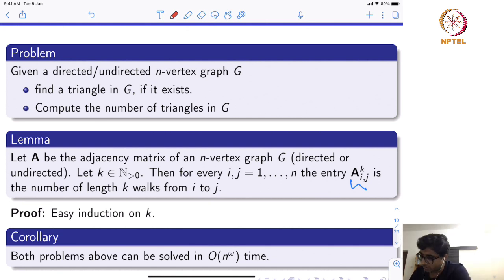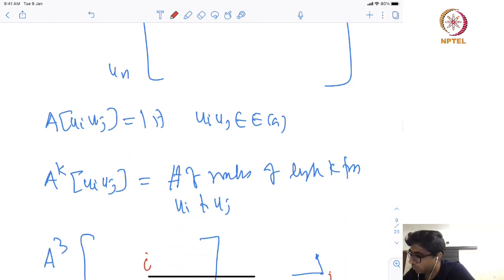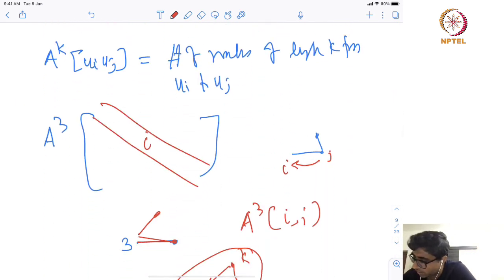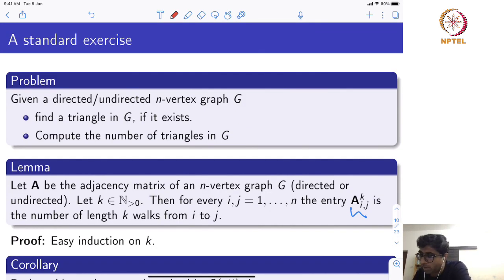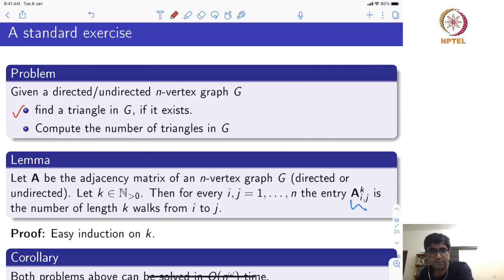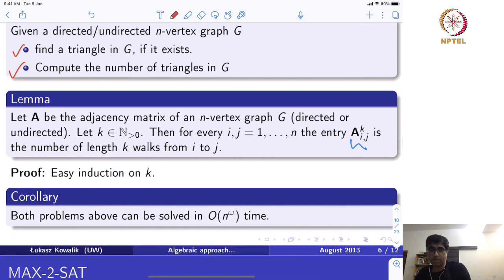In fact, if you wanted to count the number of triangles, you can sum the trace, and then you have to divide by some number like 3 factorial, because you will be counting the same cycles several times. So you sum this up and divide appropriately. So in n to the power omega time, we can find a triangle in G if it exists. We can compute the number of triangles in G. So we can do this task in n to the power omega time.